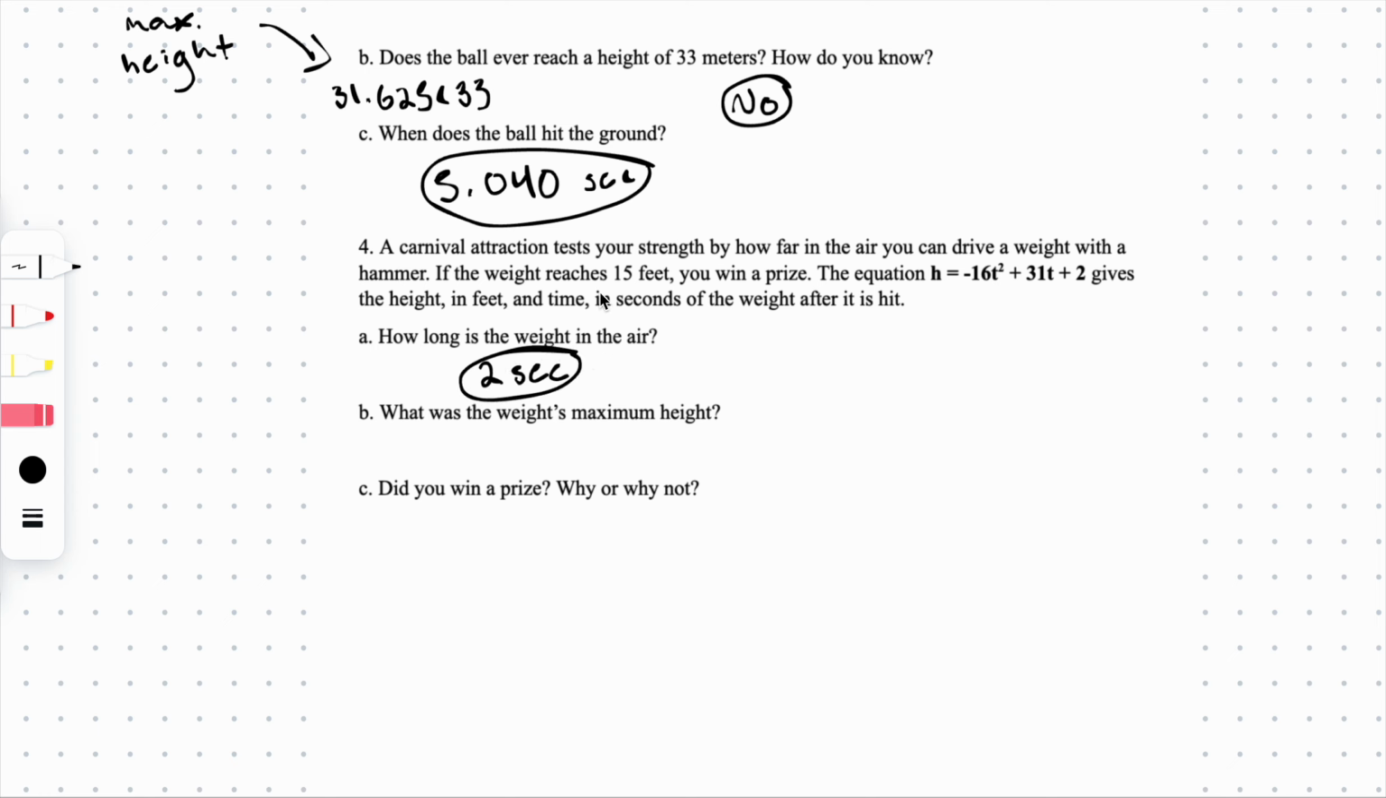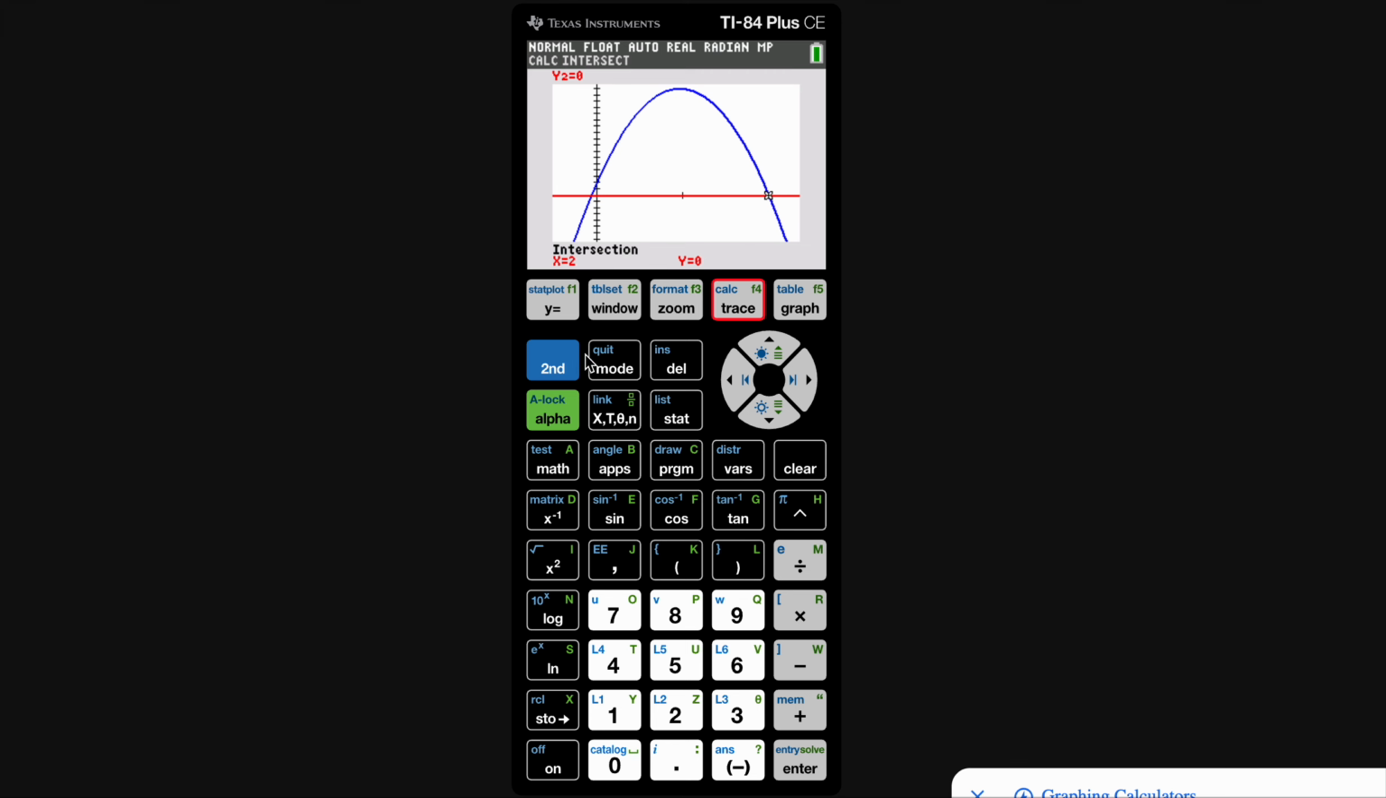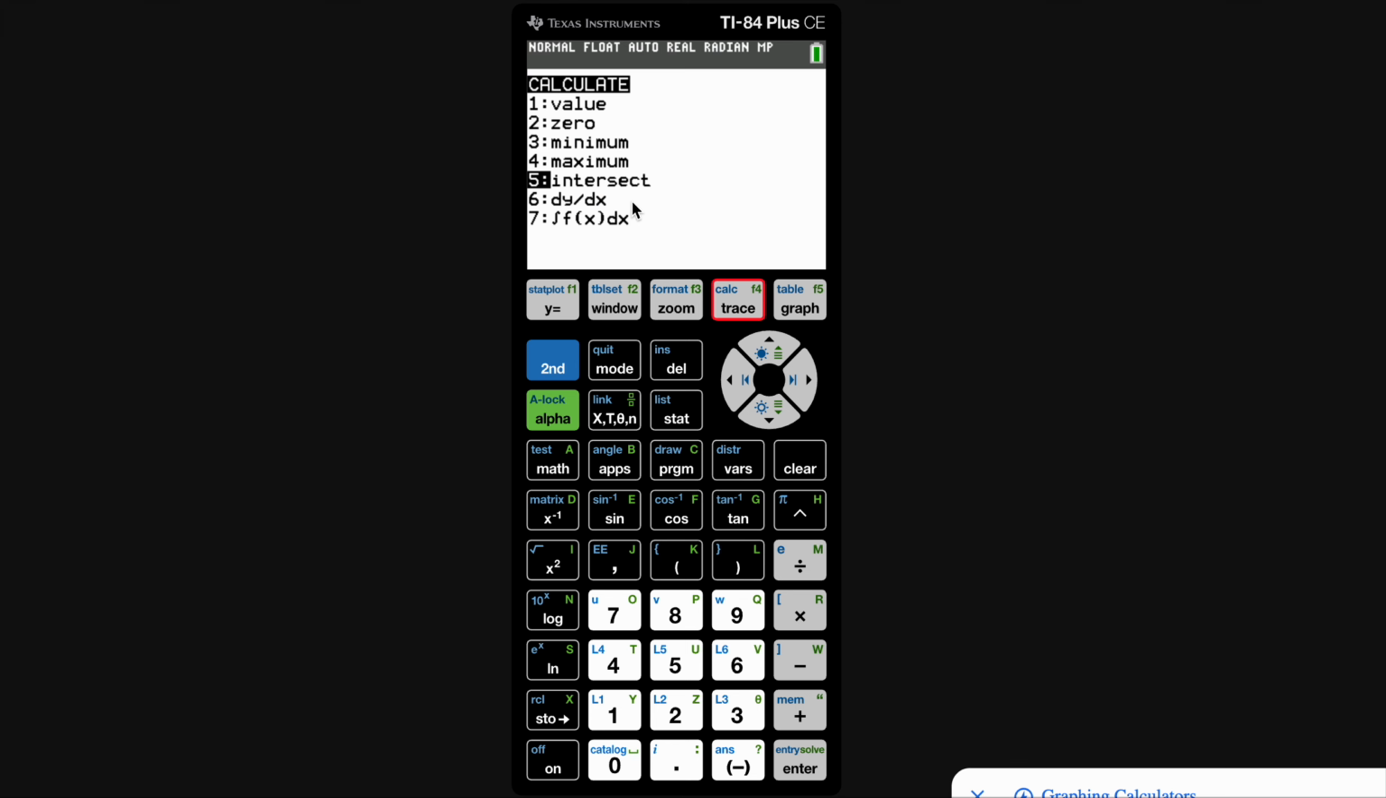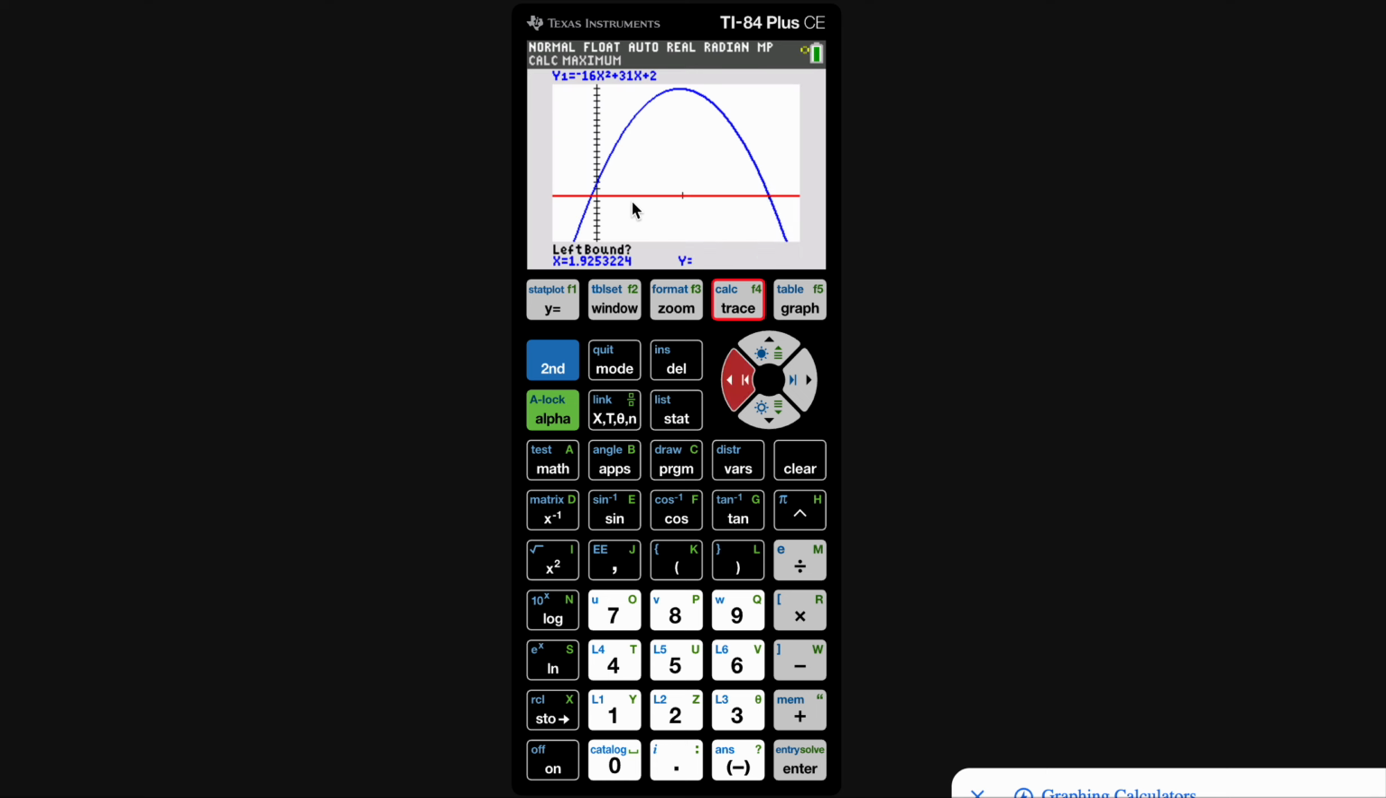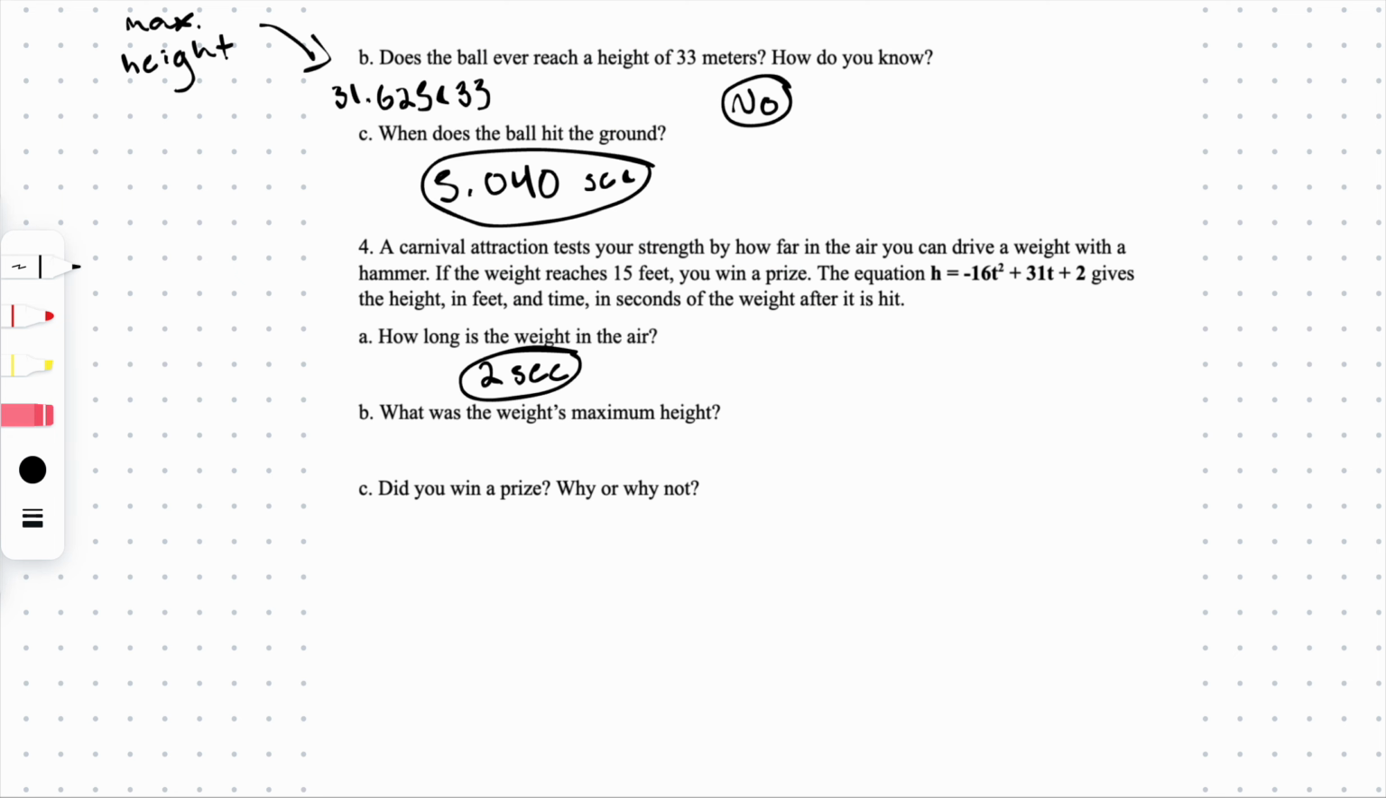Great. What was the weight's maximum height? Let's do second trace. We scroll down to maximum. Left bound. Well, we can basically just estimate. It's at 0.96970 seconds, we get to a height of 17.016. So our maximum height is 17.016. And that's in feet this time, 17 point. Make sure to always put your units, by the way.